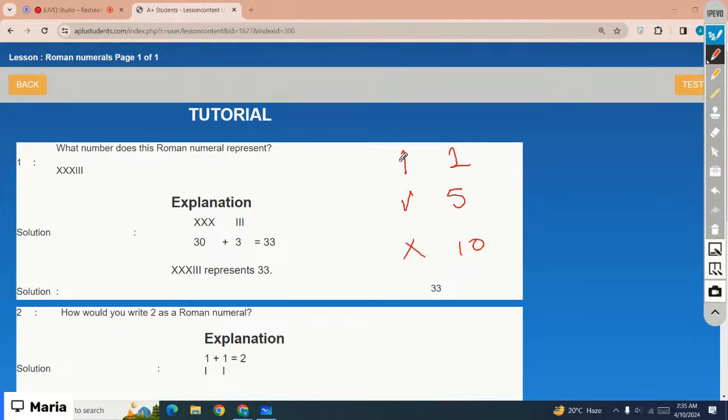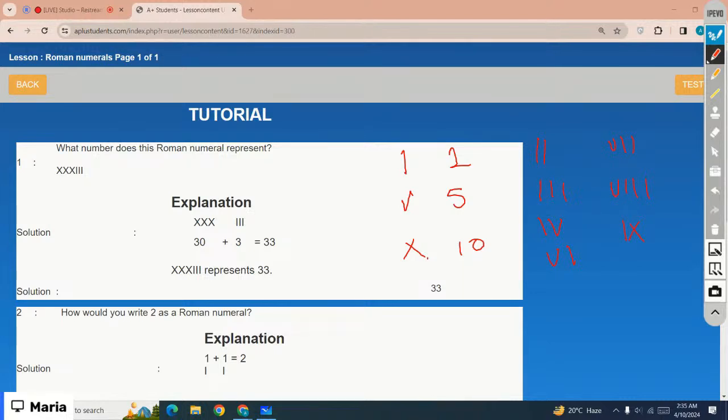These are the basic numbers. You can make 2 by writing I two times, 3 by writing I and I, 4 by writing I before V, and 6 by writing I after V, right? Same way you can make 7, same way you can make 8. You can make 9 by writing I before X, right? These are the basic things you need to make for the rest of the numbers.